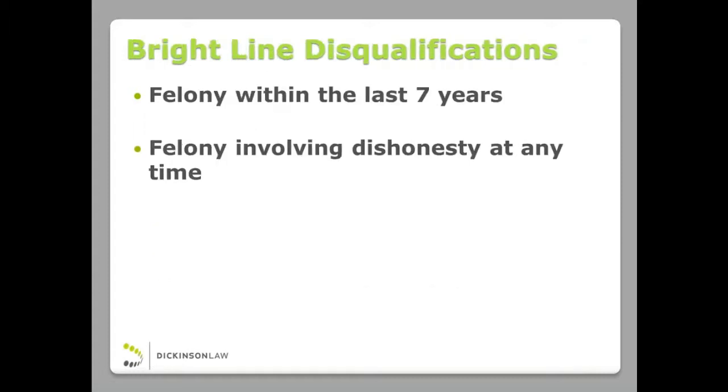Well, there are only two real bright line disqualifications under the rule. You can't have any loan originators who have a felony within the last 7 years or who have a felony involving dishonesty at any time. Dishonesty would be money laundering, something involving the financial system or financial dishonesty that's a felony. Those are going to be bright line disqualifications. These absolutely can't be loan originators.